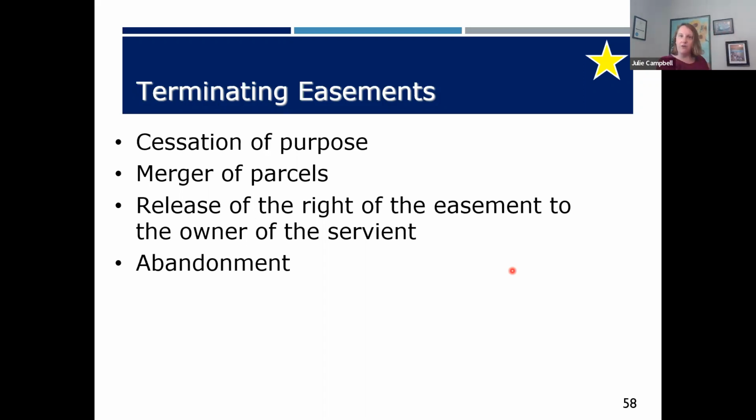Once they timber all those trees, once all those trees are gone, then the tree company no longer has a reason to be there, right? That was the purpose of the easement. They took it all. Did they pay you for it? If you have a good attorney, they did. And once there are no more trees, that purpose has ceased to exist. They have no reason to be there now.